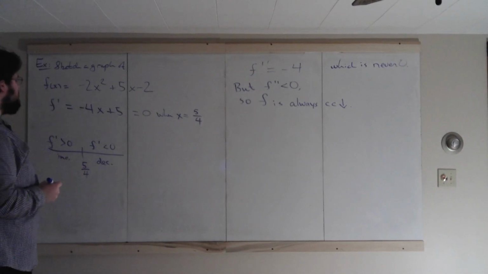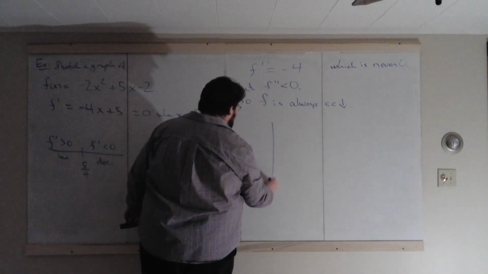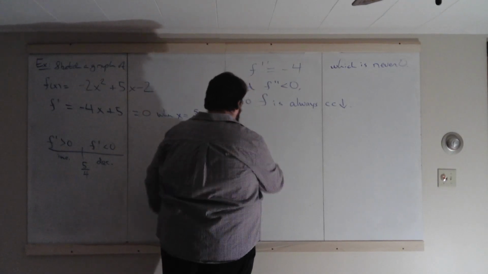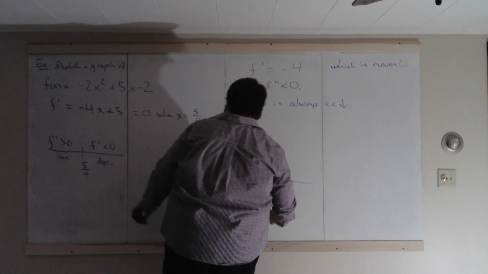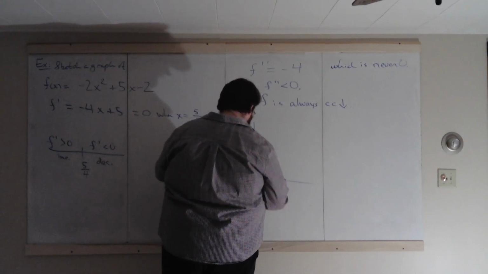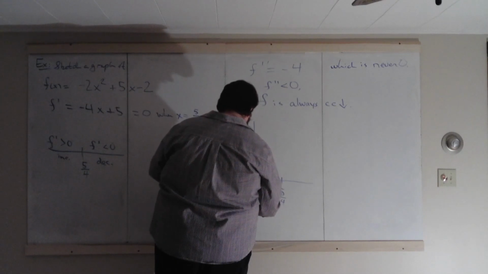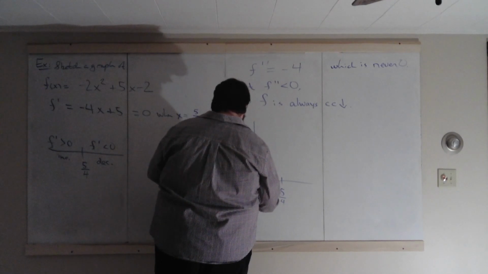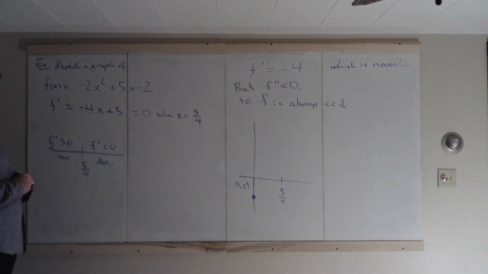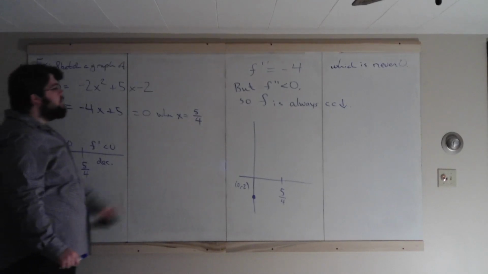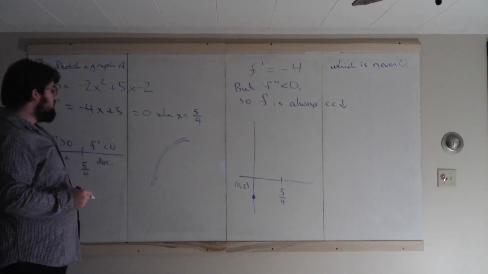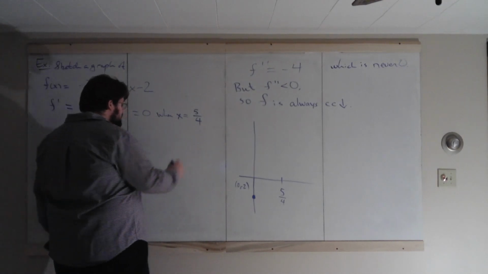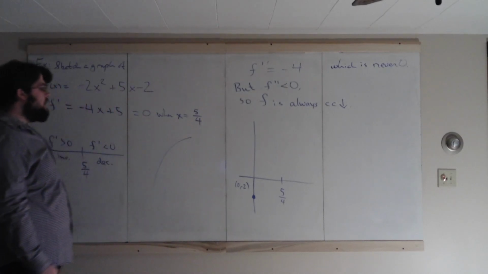Well, now we just have to sketch this. Our only relevant point is at 5/4. Let's mark off 5/4. Y-intercept, negative 2. So we have (0, -2). Well, now we just need to piece these together. On negative infinity to 5/4, we have increasing and concave down. Looks like that. Maybe I should draw with one line since that's how I did the other. Increasing concave down looks like that.